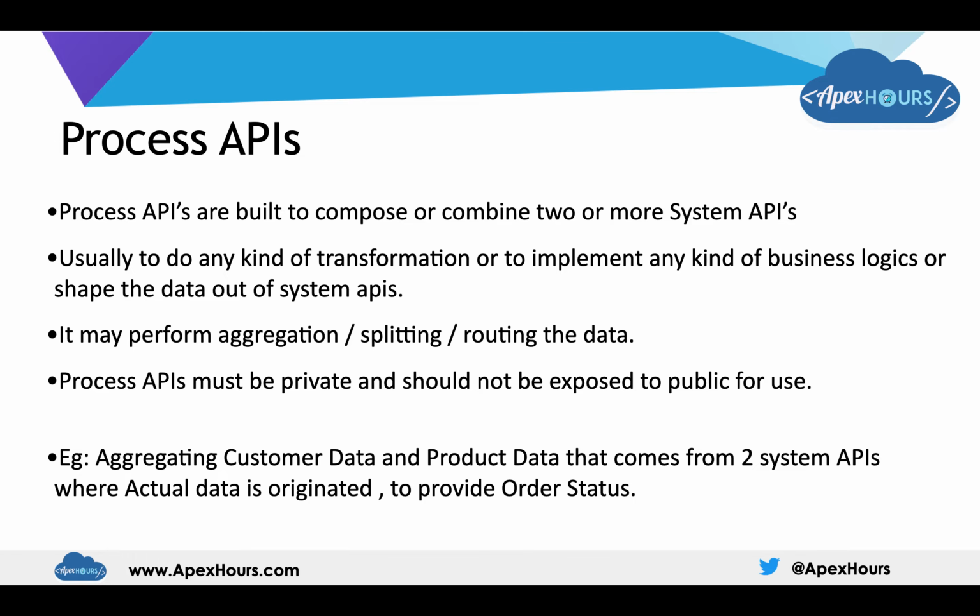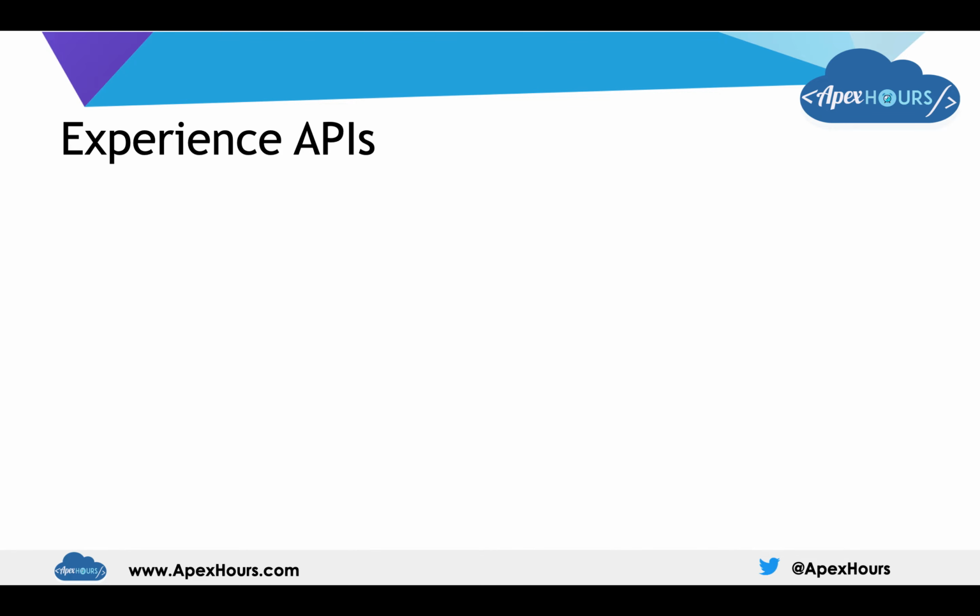One has customer data and the other has product data, connecting to two different systems, one Salesforce and one Oracle. Now our job is to get the order status, so we need to combine both because the data is in two different systems. So we create an API to do this logic, and we name that a process API. Okay, very simple.